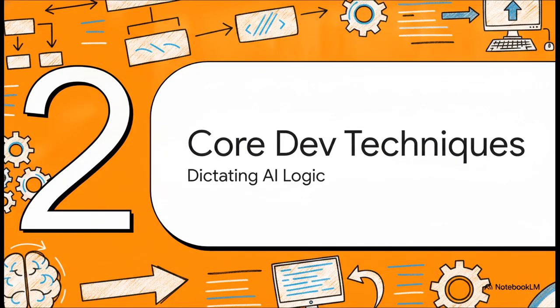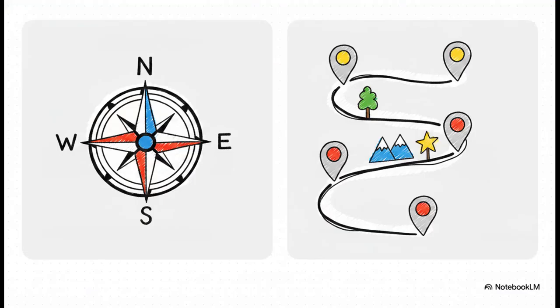All right, section 2, core techniques for developers, where we start dictating AI logic. So, the absolutely crucial thing to grasp is the difference between zero-shot and few-shot prompting. Zero-shot is kind of like asking a smart colleague to do a task they've never done for your company before. You give a general instruction, and they just guess based on their pre-existing knowledge. It's fast, but yeah, sometimes you get spaghetti code.